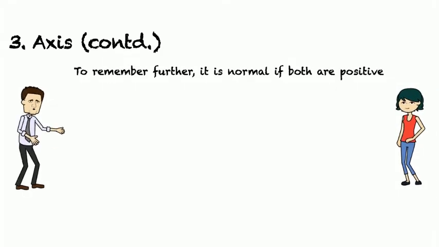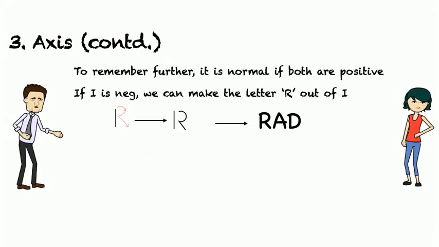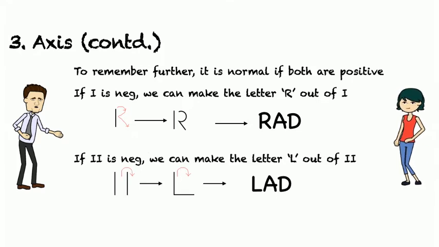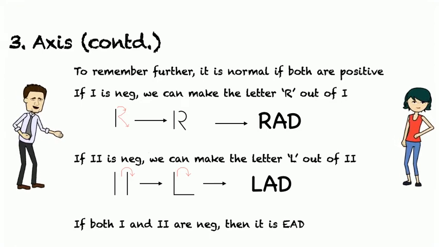To remember further, if lead 1 is negative, we can make the letter R out of 1 and thus it is right axis deviation. If lead 2 is negative, we can make the letter L using the two limbs and thus it is left axis deviation. If both are negative, then it is extreme axis deviation.